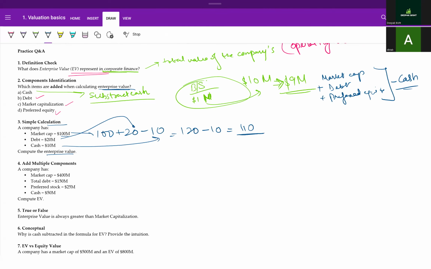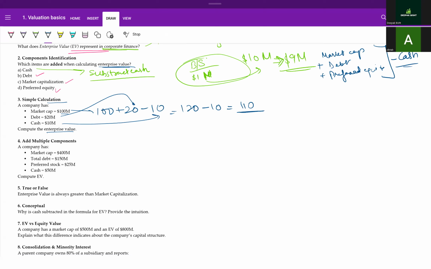And when we add multiple components into enterprise value, the market cap is 400. Market cap is the share price into the fully diluted shares. And remember this thing, market cap is share price into fully diluted number of shares. Never say it's only the number of shares, it's the fully diluted number of shares.